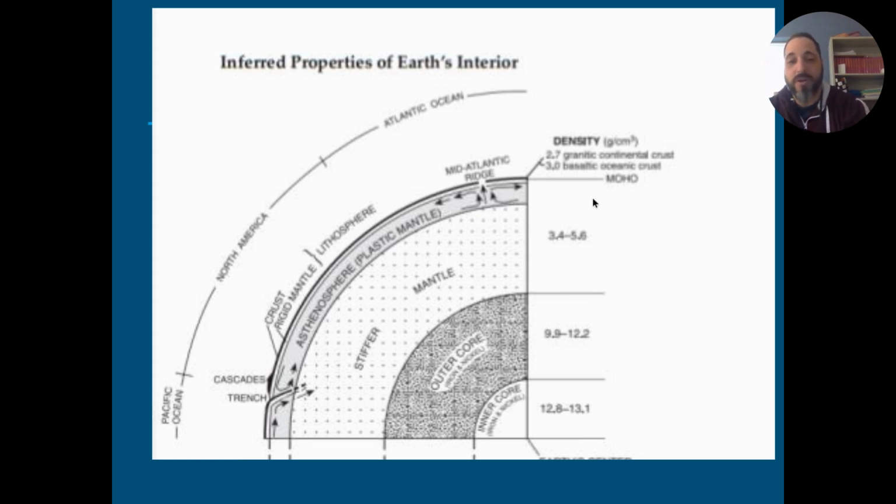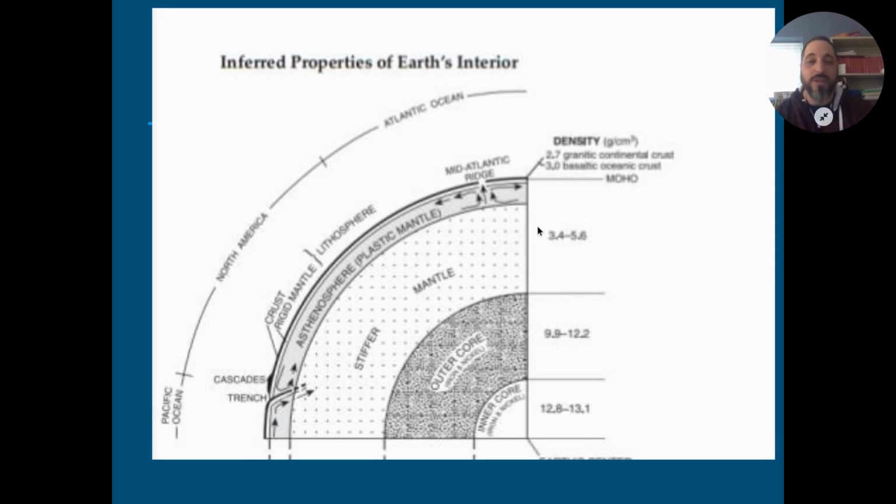First, starting out on the outer edge, we have our crust. That's the layer you're currently standing on. That is the outermost solid layer of the Earth. As we go a little bit further down, we're going to hit something called the rigid mantle. That's this next one right here, the lighter line just below the crust.